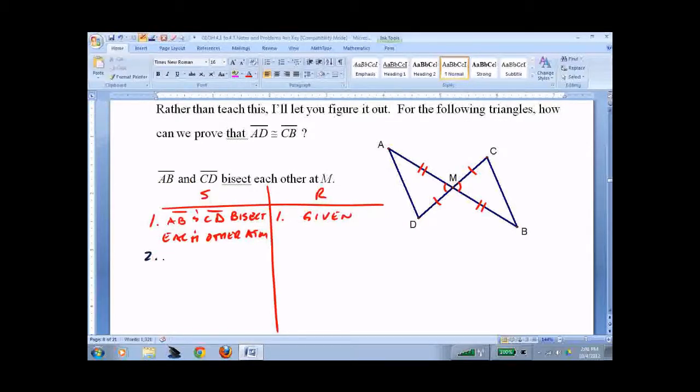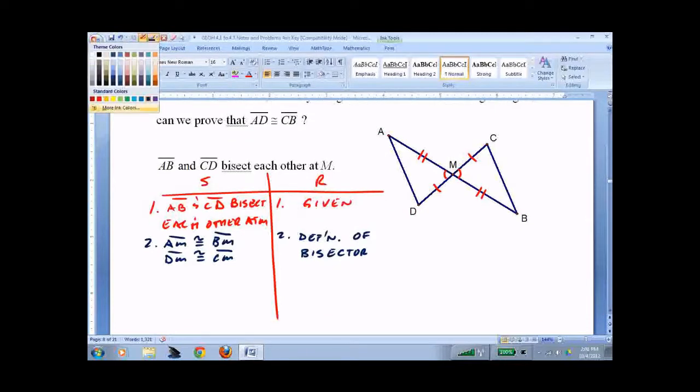So based on that, you know that AM is congruent to BM and DM is congruent to CM. And that would be definition of a bisector. If you put something else down, as long as it's got the general idea, that's totally fine. Then I would say, and I just give them numbers, make my life easy, angle 1 is congruent to angle 2, and that's by vertical angles.